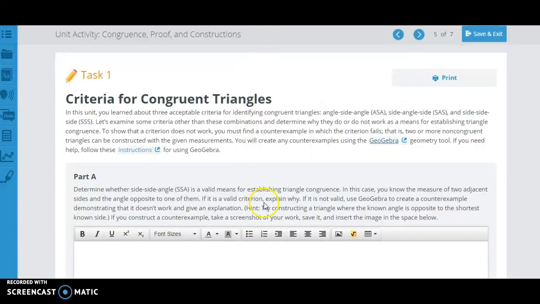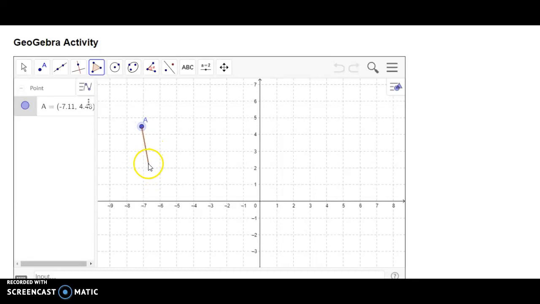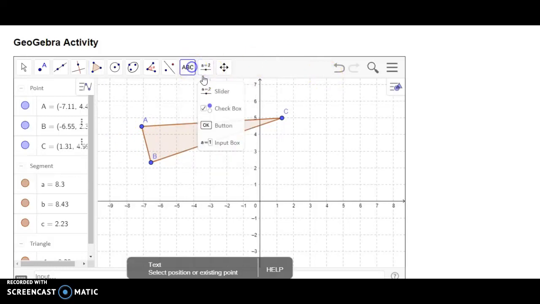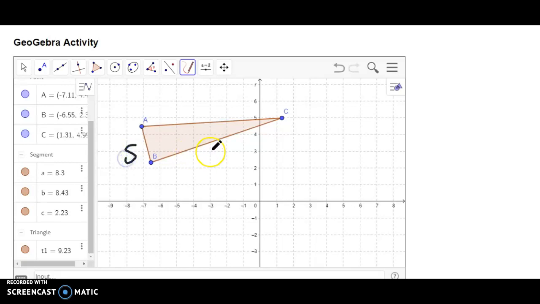Now it said here a hint. Try constructing a triangle where the known angle is opposite to the shortest known side. So we're going to have a short side over here, and then a couple long sides. And so what we want is to prove that this side and this side and this angle, they have to be in that order, that's what we're using. So if there's only one triangle that we can make with these three pieces of information, then awesome, then it works. But if we can make multiple triangles with these exact same pieces of information, then it does not work.